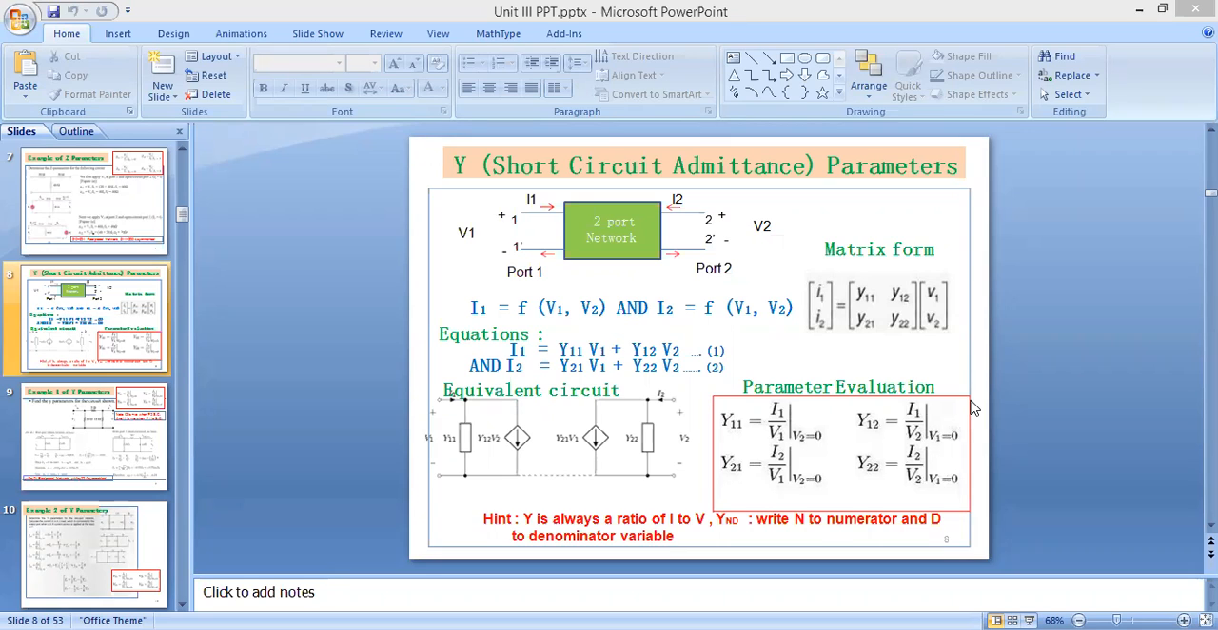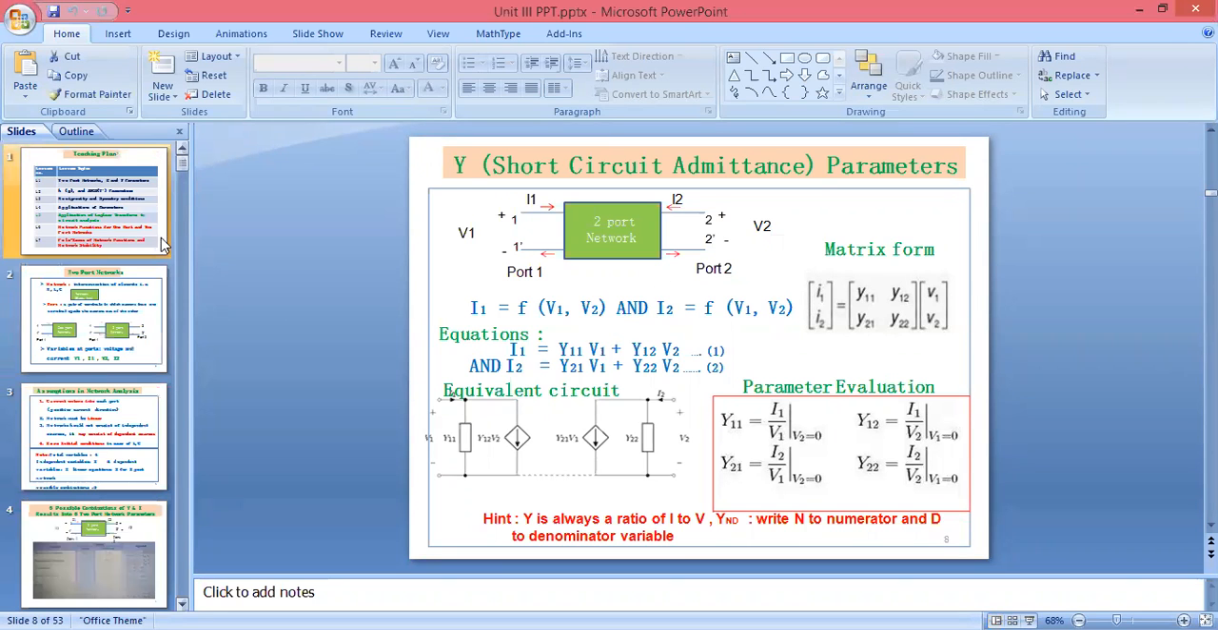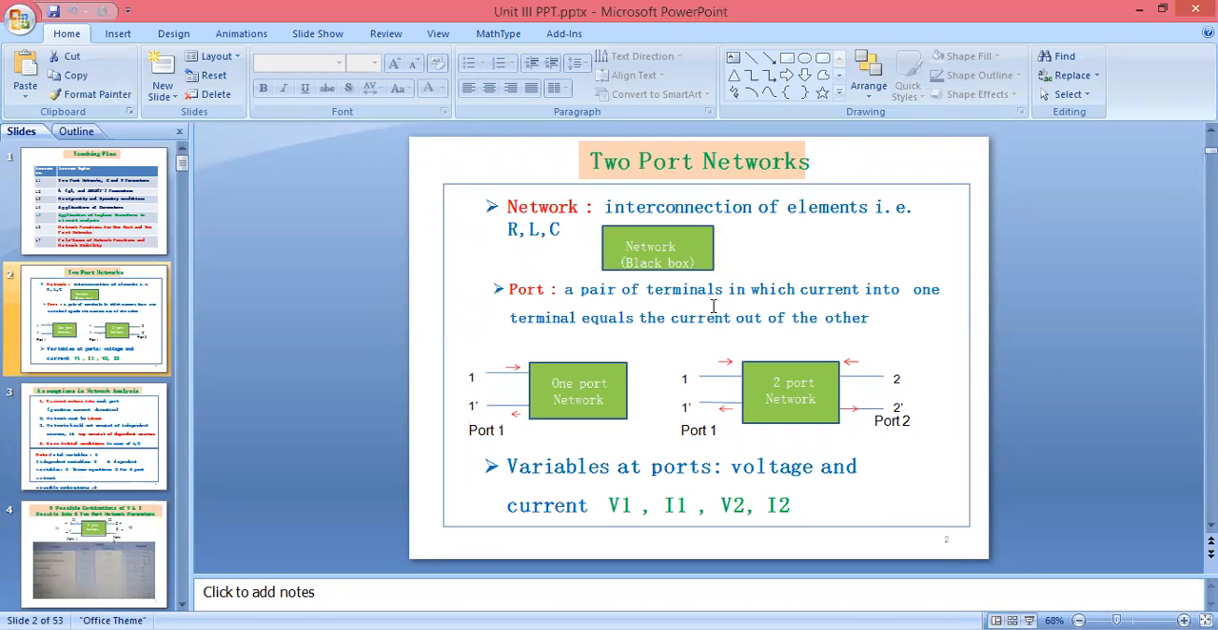We say a network is a two-port when it has two pairs of terminals. At that time, we call it a two-port network. And network means what? If there is an interconnection of elements, and these elements are passive, any resistor, inductor or capacitor, at that time we call that circuit a network.